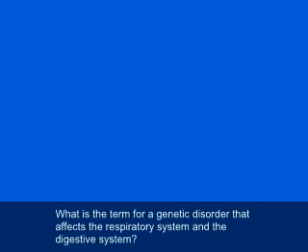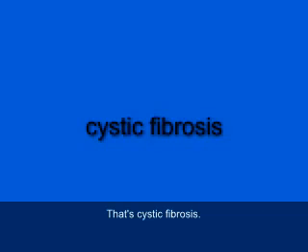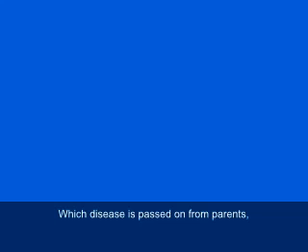H-E-M-O-P-H-I-L-I-A. What is the term for a genetic disorder that affects the respiratory system and the digestive system? That's cystic fibrosis. C-Y-S-T-I-C F-I-B-R-O-S-I-S. Which disease is passed on from parents, but the symptoms only appear in midlife and cause irreversible and progressive loss of muscle control and mental disability? That's Huntington's disease.